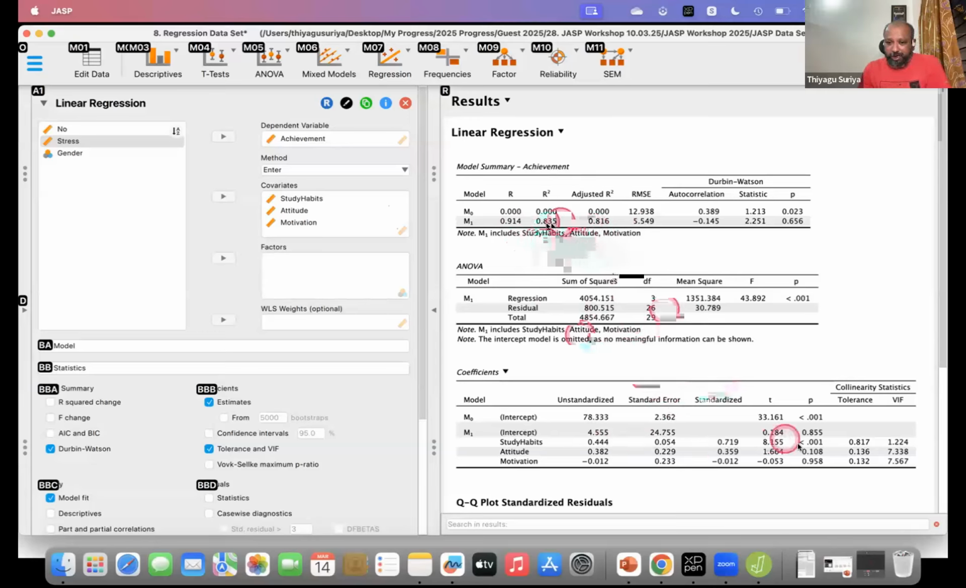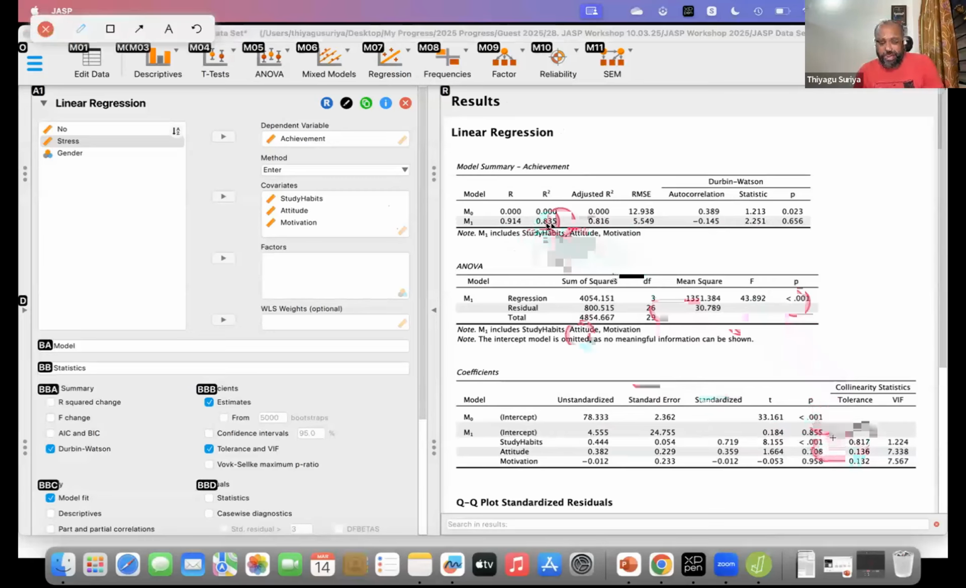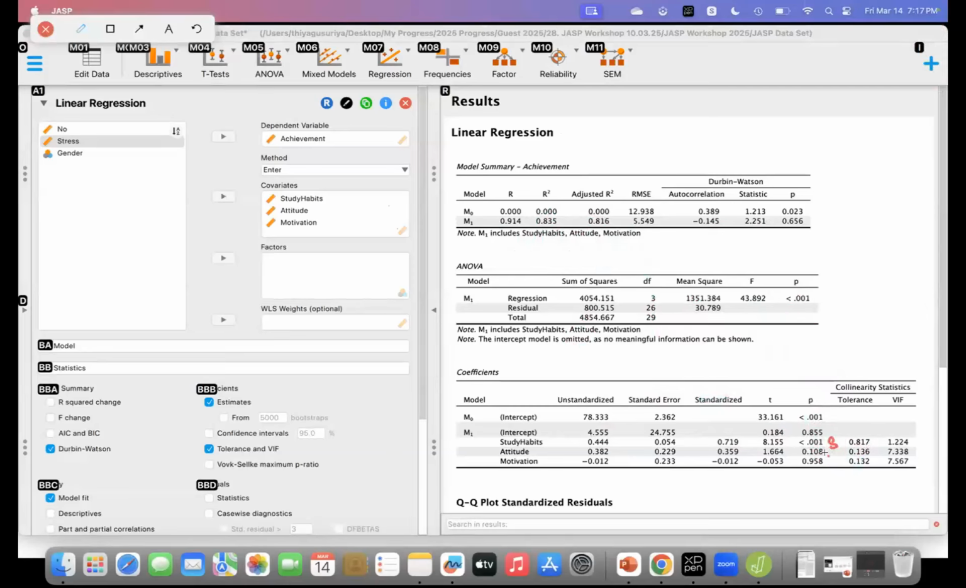Now we can see whether study habits are significant or not. Now I'm checking this individually. The model is telling us this is significant, but I want to check whether each individual variable is significant or not. Okay, individually it is significant. What about study habits? Significant, sir. The other two, attitude and motivation? Not significant.